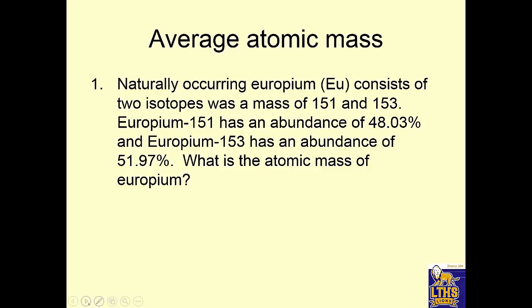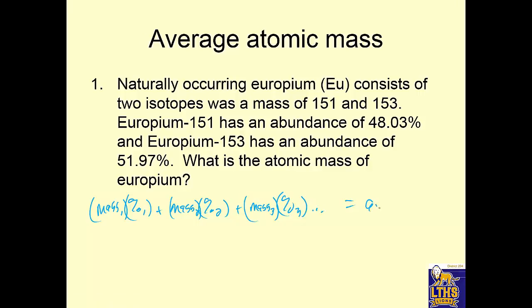Okay. So this is how we do average atomic mass. Naturally occurring europium consists of 2 isotopes with mass of 151 and 153. Europium 151 has an abundance of 48.03%, and 153 has an abundance of 51.97%. That's atomic mass. So what we're going to do is mass 1 times percentage 1, plus mass 2 times percentage 2, plus mass 3 times percentage 3, and so on, equals average mass.